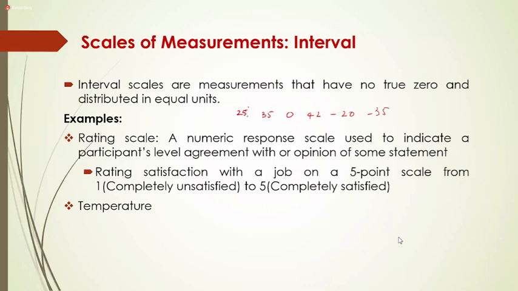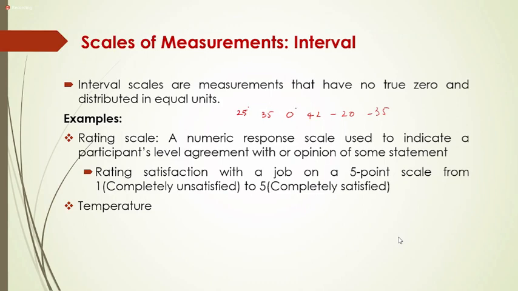But here the difference is meaningful. 35 minus 25 is 10 degrees, right? When we are comparing the two temperatures, we can say that this temperature is higher by 10 degrees. When comparing these two measurements, we can say that this temperature is higher by 62 degrees. So here we can compare, but the ratio cannot be calculated.